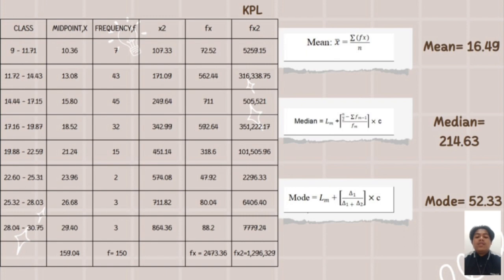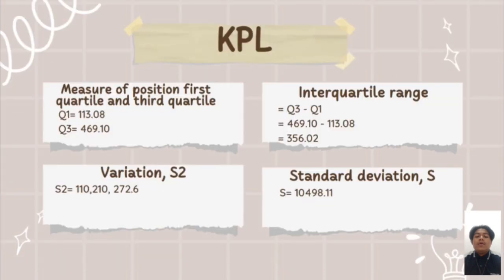Next, the second of central measure tendency is the median. The formula of median is Lm plus n divided by 2 minus total of Fm minus 1 divided by Fm multiplied by C. So, the median of kpl is 214.63. The last of central measure tendency is the mode. The formula of mode is Lm plus change 1 divided by change 1 plus change 2 multiplied by C. So the mode of kpl is 52.33.